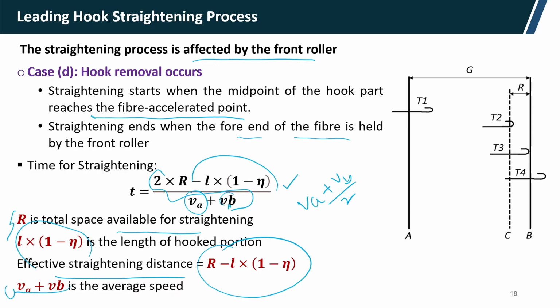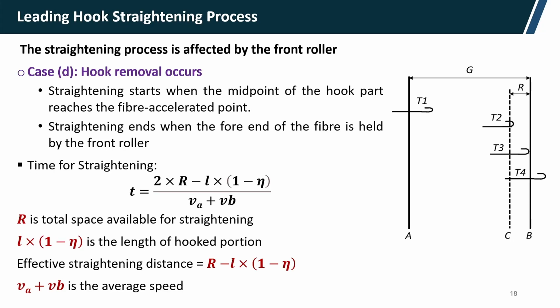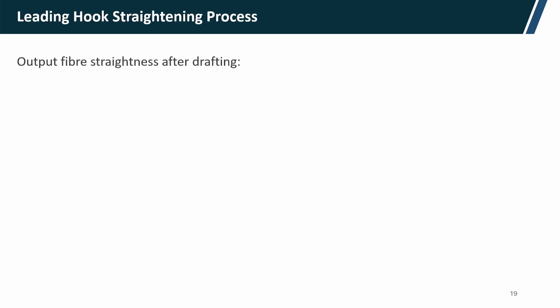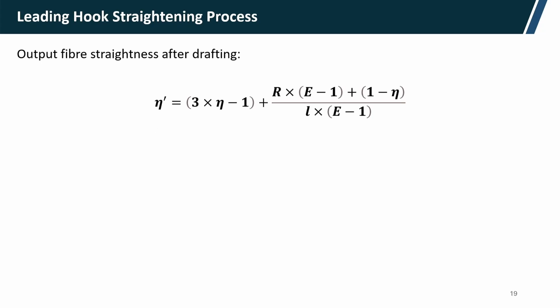So, here we can see from this diagram that the straightening process is affected by the hook portion, or the front roller. The output fiber straightness after drafting is given by this relationship here.